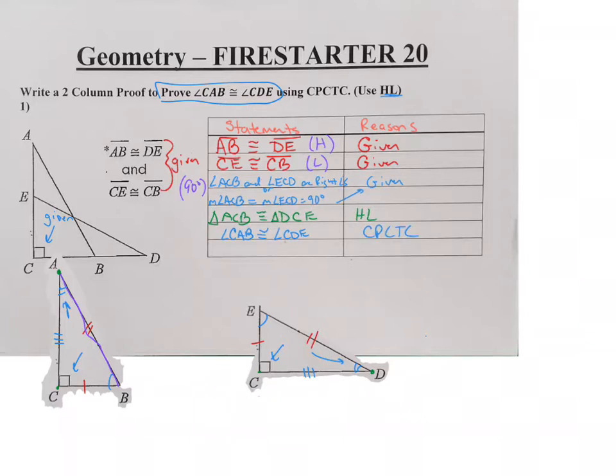All right. So just to clear things up, everything will always start with a given. We want to make sure we have the right statements. That's why I did this purple writing with the hypotenuse leg and the 90-degree statement. And then I'm always going to end with CPCTC.